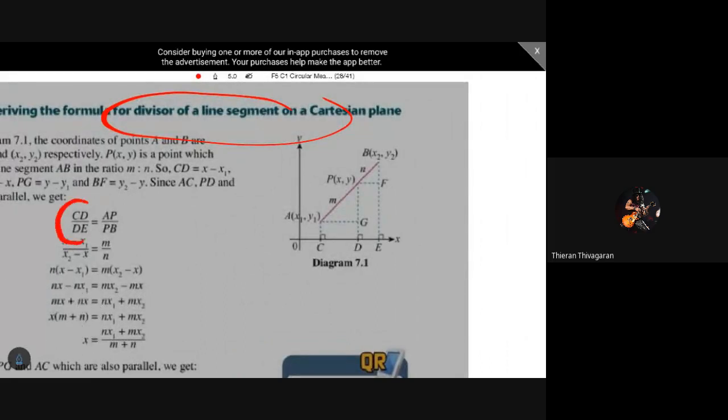If you see like this, CD over DE is AP over PB. CD is here. Okay, panjang CD kat sini. DE is over here. And this one is AP. This is PB. So basically guys, yang ni menggambarkan apa? What does this equation represent? Can you tell me quantity apa? What are they trying to show over here? Apa yang mereka nak tunjukkan melalui the first step?